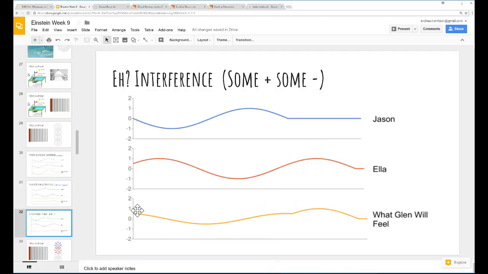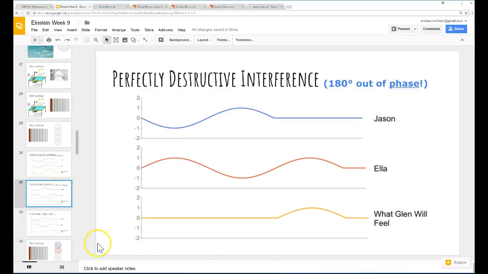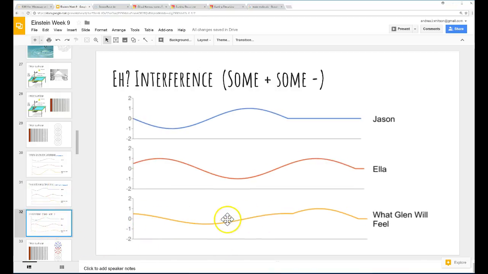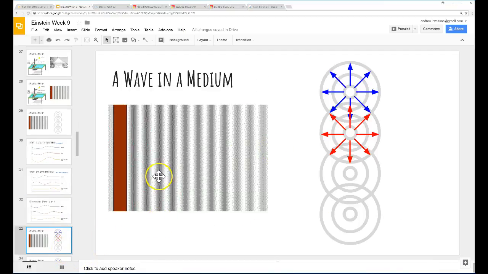This is called damping, which we haven't talked about at all. But when you squish that wave down, it's called damping. And so Glenn's going to feel a little bit, but it's going to be less than either Jason or Ella, even though it's not perfectly destructive. Sometimes it's positive, sometimes it's negative, but it's going to be down. Okay. Why we see these very parallel looking lines has to do with that interference that's happening between the points in the up-down way that isn't happening in the left-right way in this scenario.